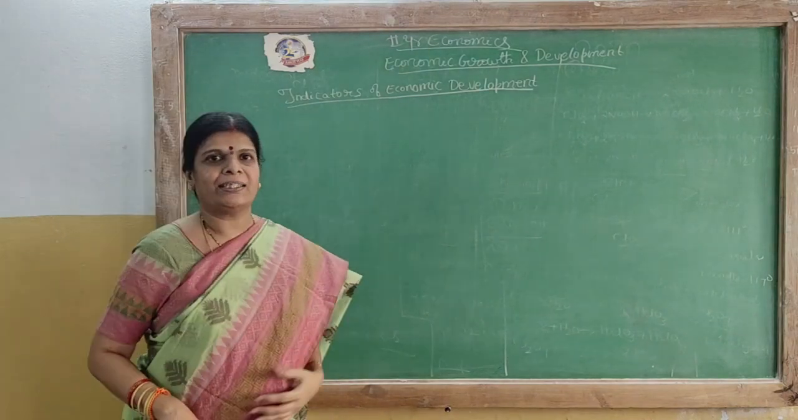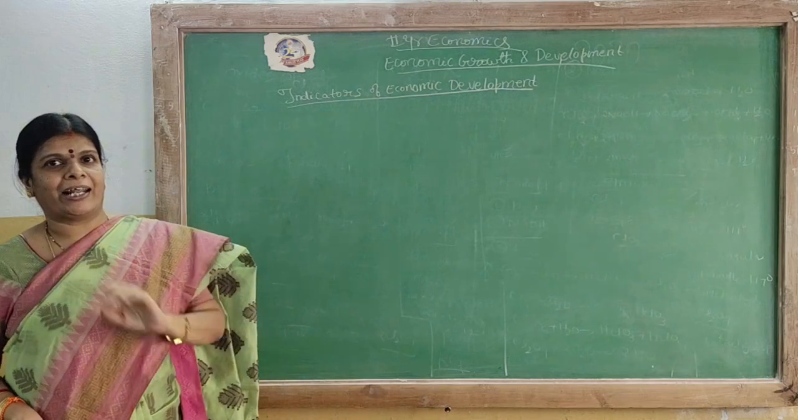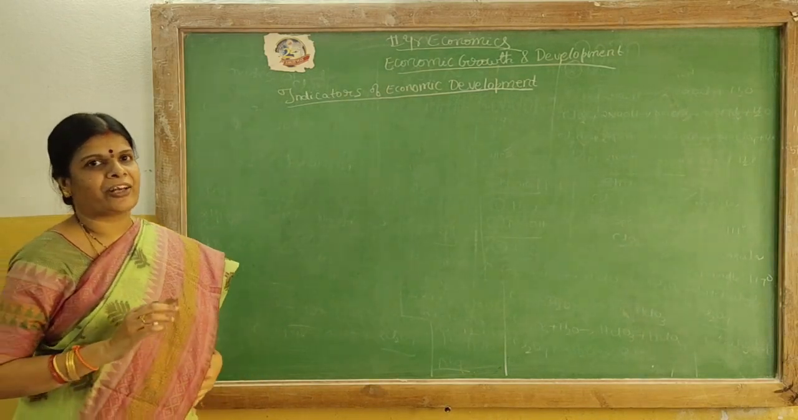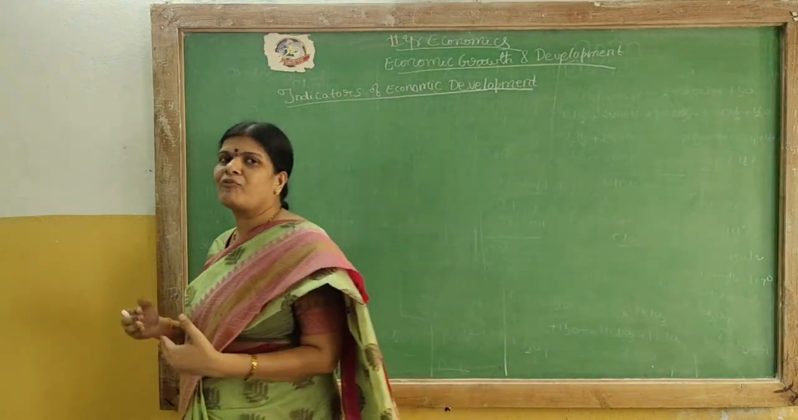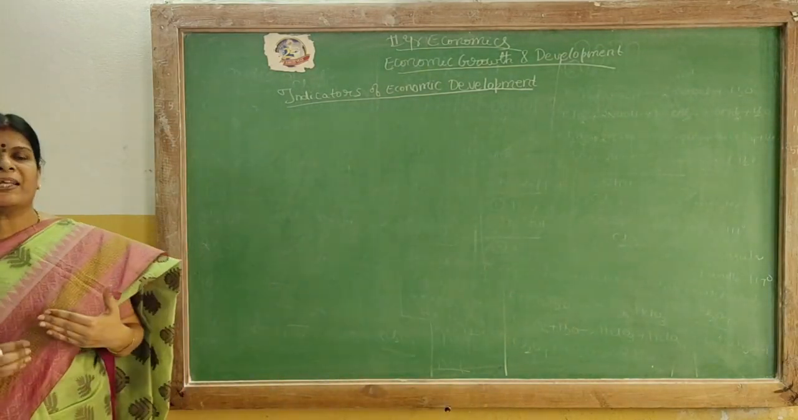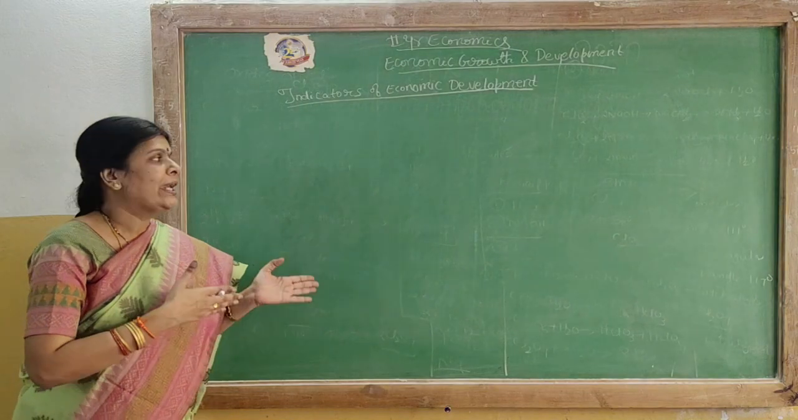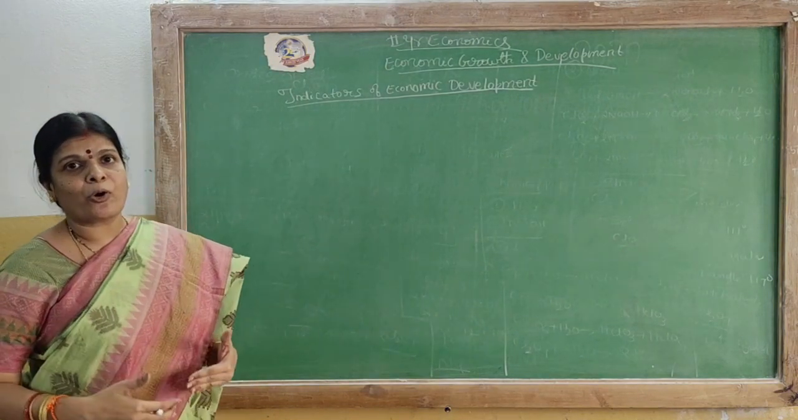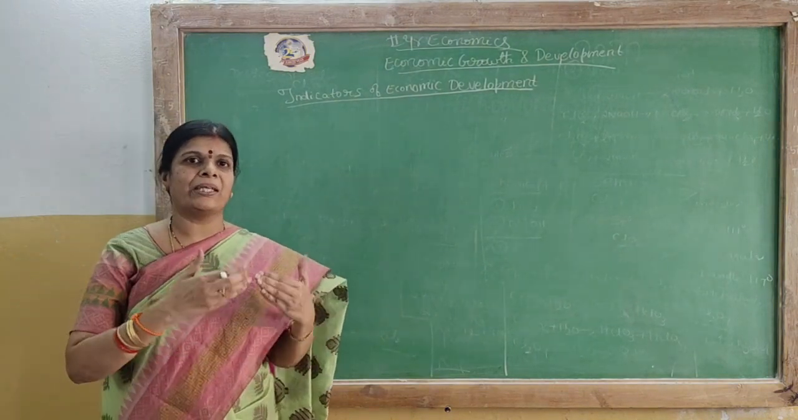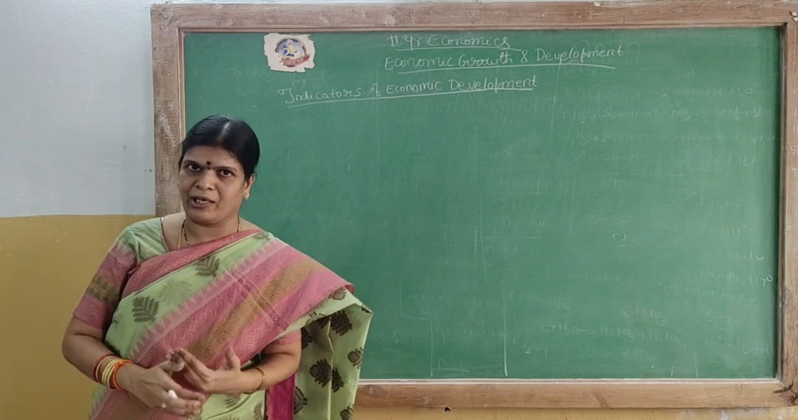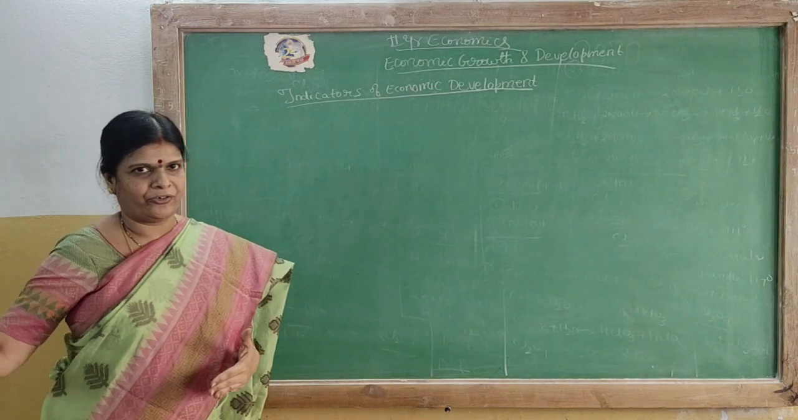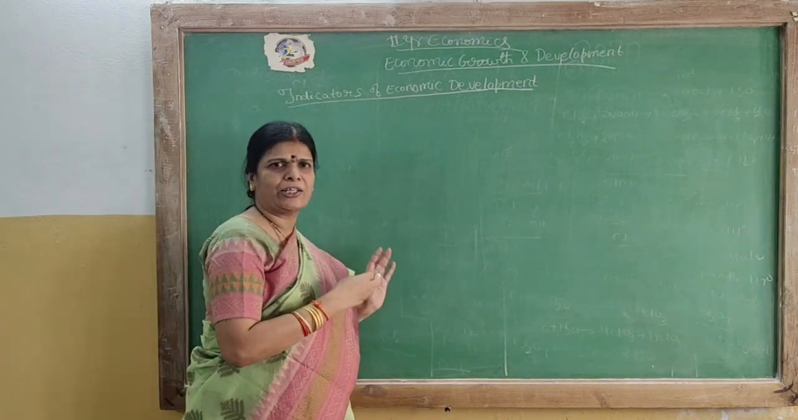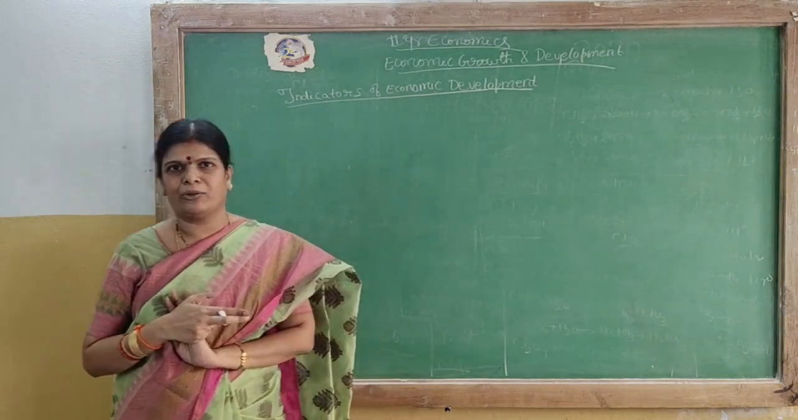Second one is what? Self-reliance. Economic self-reliance. What did I say about economic self-reliance? Standing on one's own legs. Means what? Standing on one's own legs means imports should be as minimal as possible. We should not depend on foreign countries for any consumer goods or other goods.